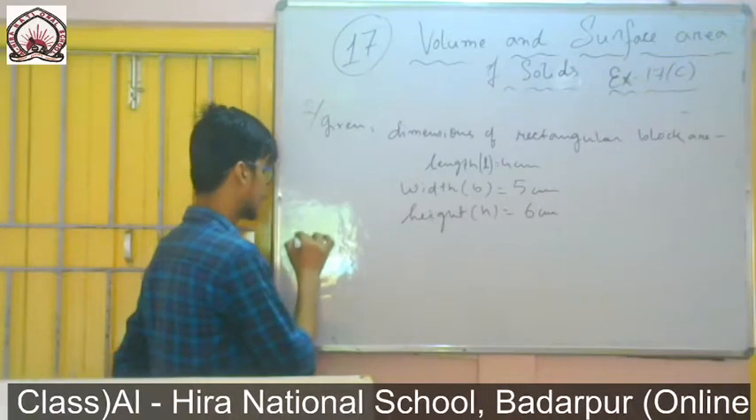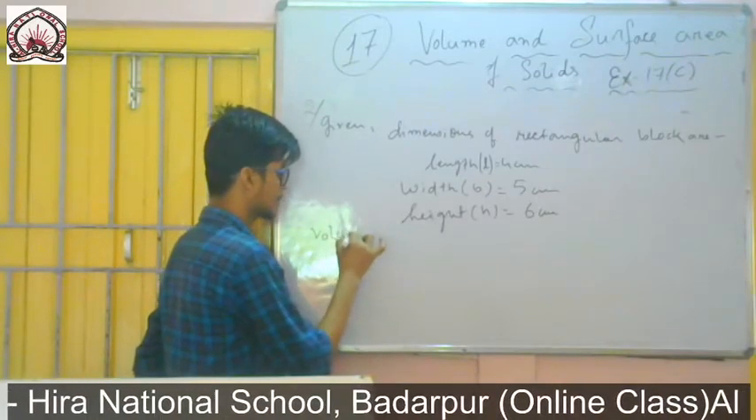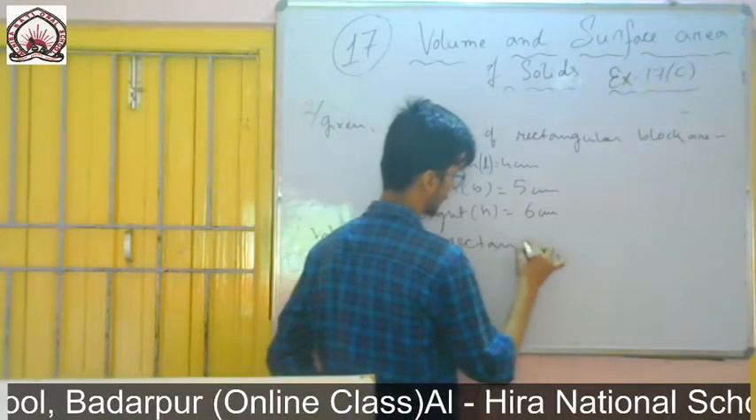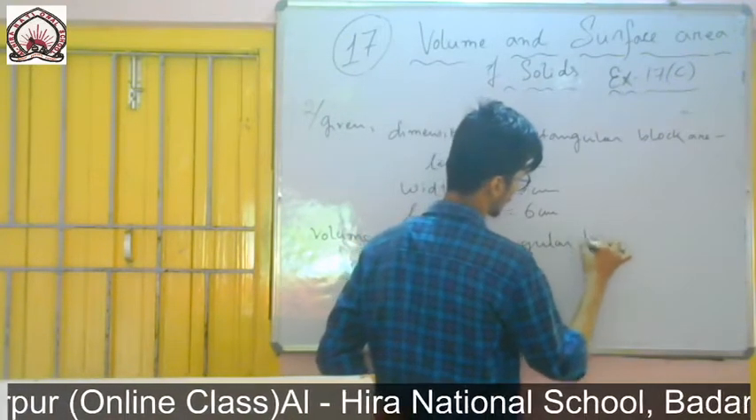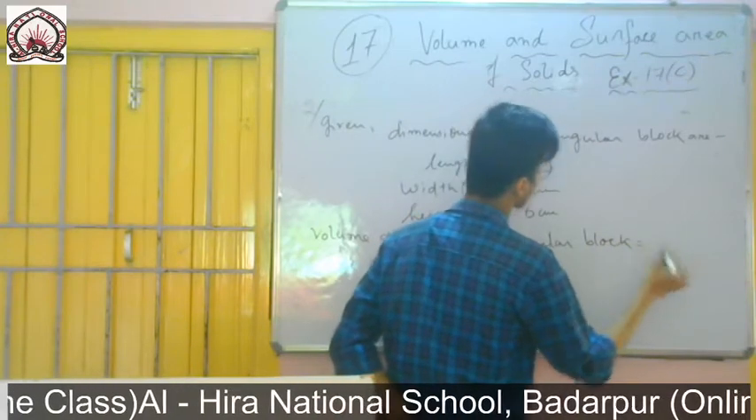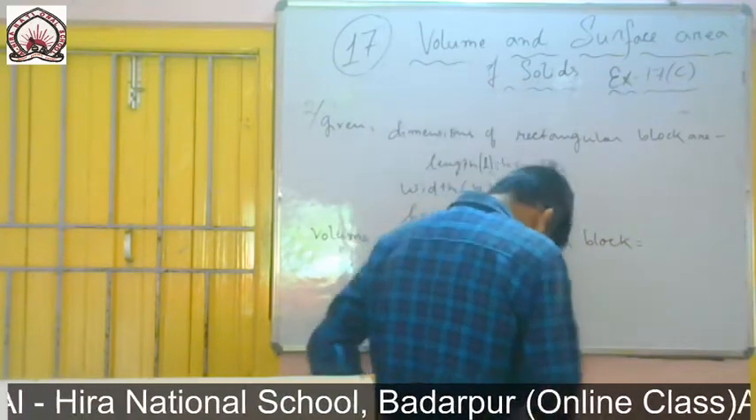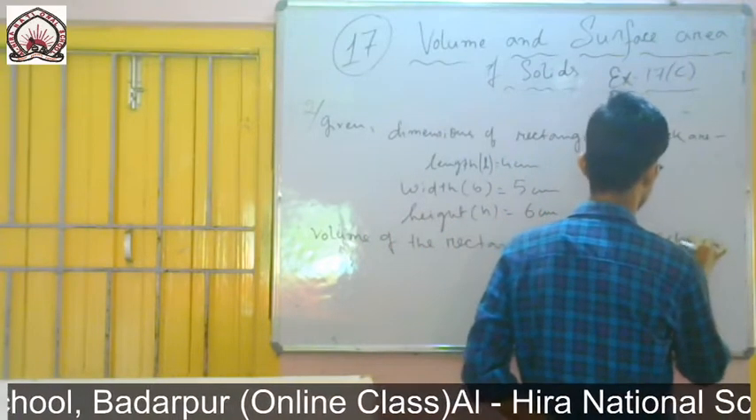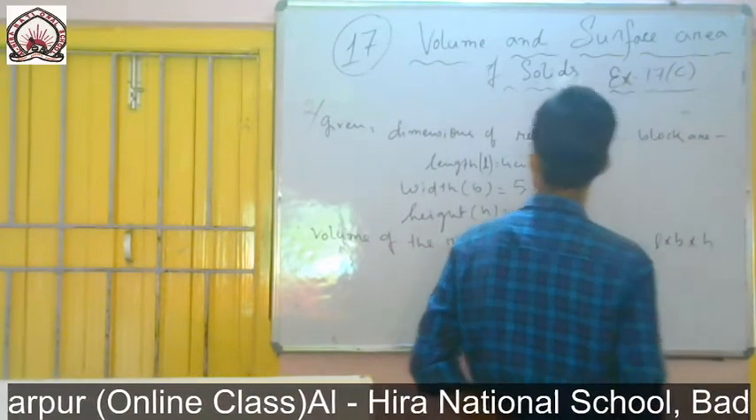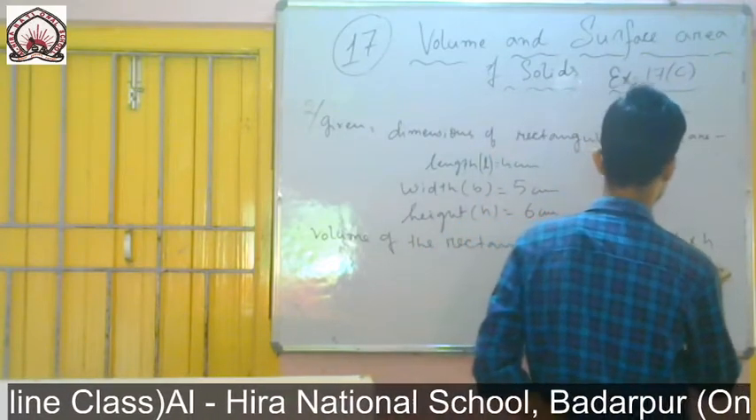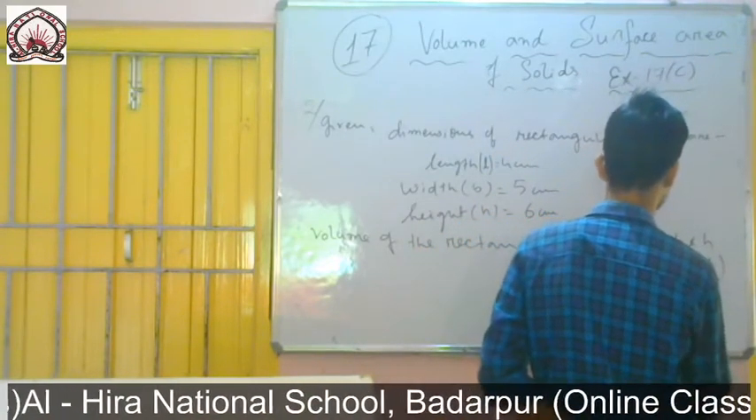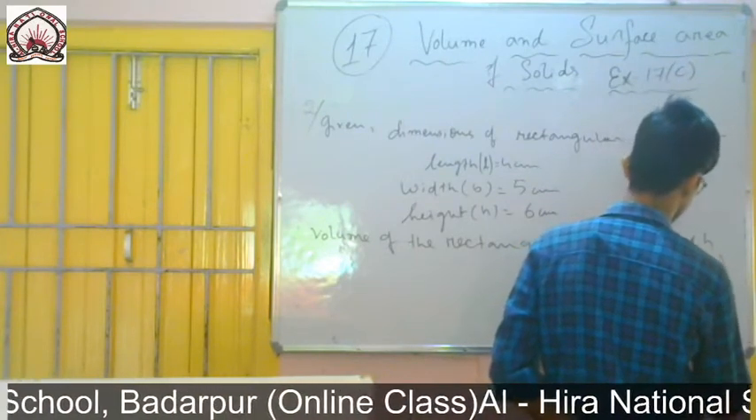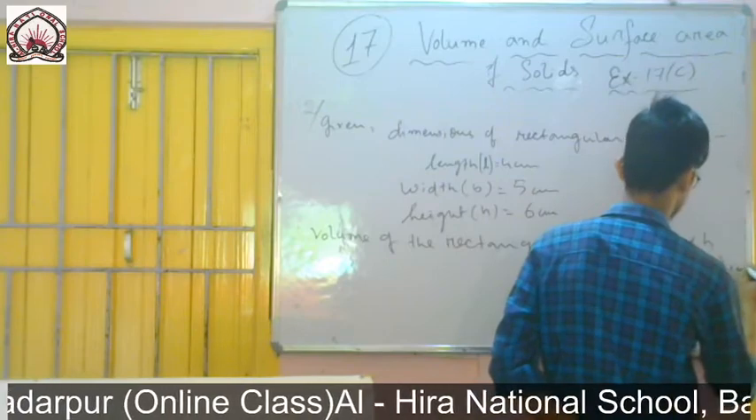So we will find the volume of the rectangular block. Therefore the volume of the rectangular block will be equal to length into breadth into height. So here it is 4 into 5 into 6. 5 4s are 20, and 20 into 6, 6 2s are 12, 120. Unit will be centimeter cube.